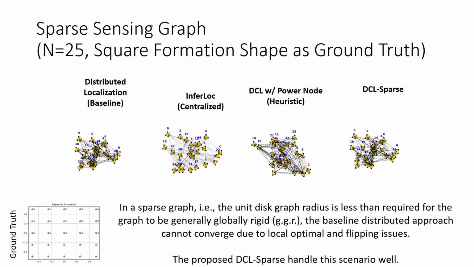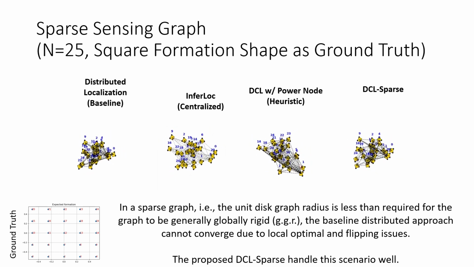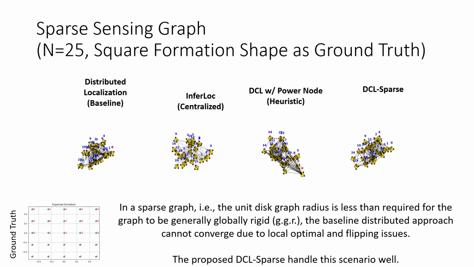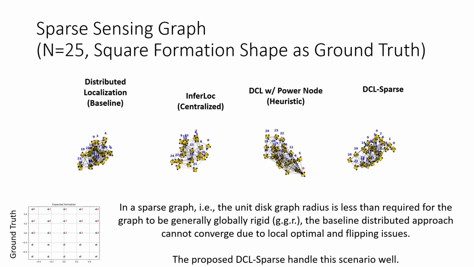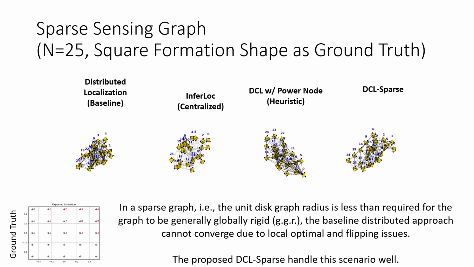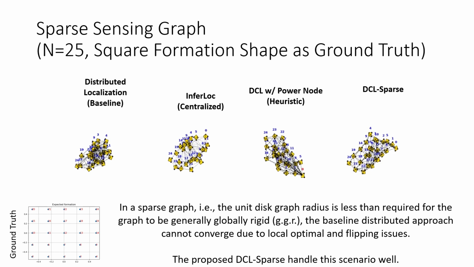However, in the sparse conditions, there is not enough sensor data from the direct edges for the robots to converge. The power node approach may seem close to convergence in the beginning, but due to lack of rigidity in the graph, the robot estimates overlap. This phenomenon due to sparse connectivity is called flipping.